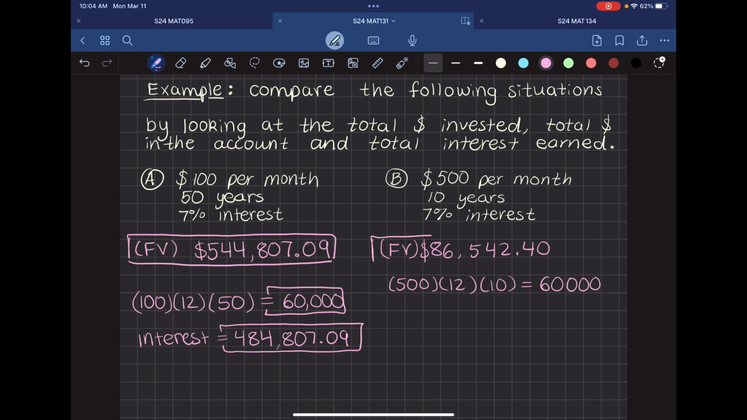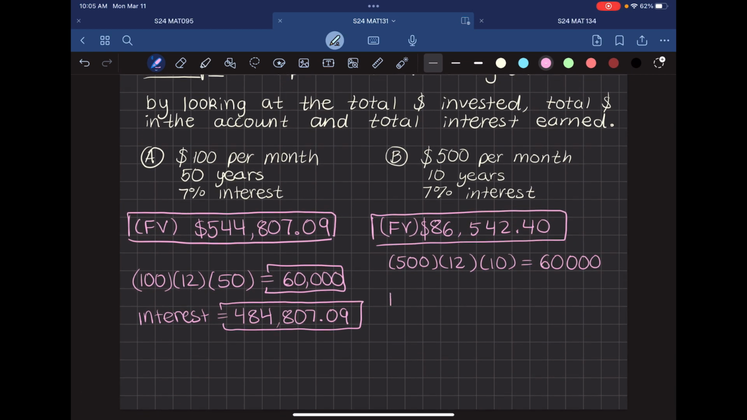And you can see just how different our future value is. Even though for the person in situation B, they're putting in $500 a month, like that's a decent chunk of change, versus person A who's only putting in $100 a month. But person A is putting it in for substantially longer time. Even though it ends up being the same amount of money that they invested, they basically give that money much more time to grow with interest.